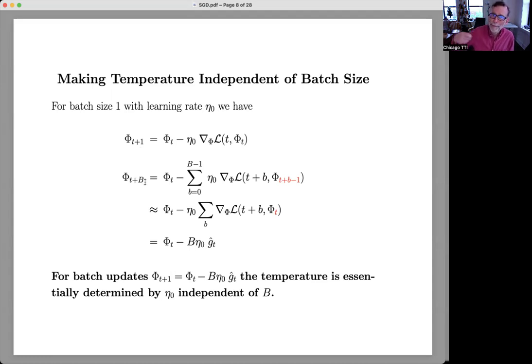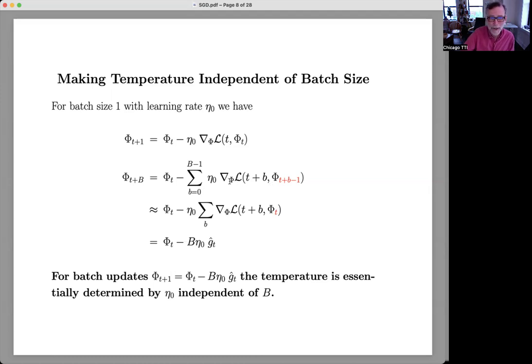Well, after capital B updates, we've taken capital B parameter updates. And those capital B parameter updates can be written as a sum of those updates. So it's going to be the sum over little b equals 0 to B minus 1. This is the sum over the batch elements. And this is the update we took for a particular batch element.